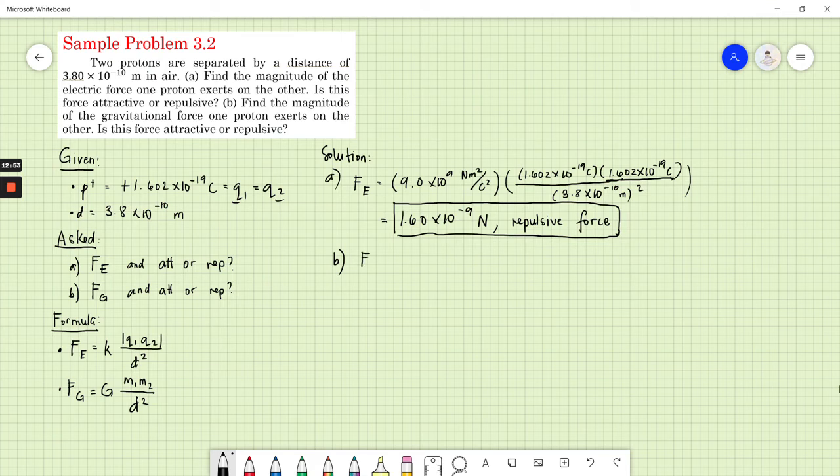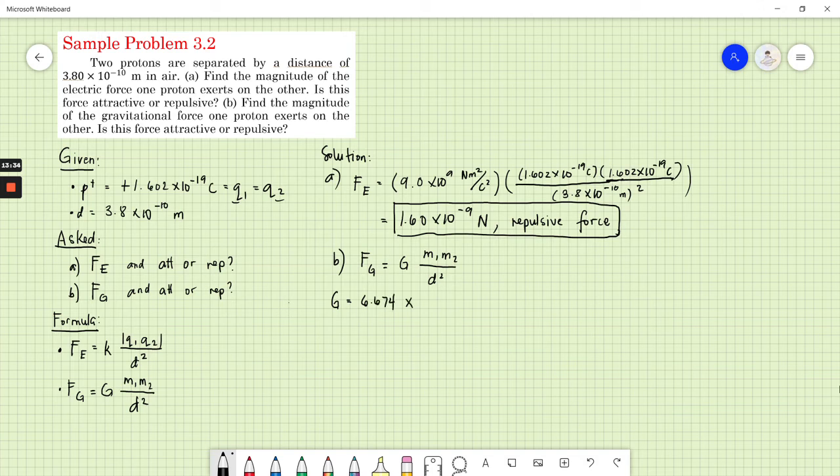For B, we know that Fg is equal to G, something that we have to identify first, multiplied by M1, M2 divided by d squared. Okay, so some things that I want you guys to remember here are the value of G. G is a constant. If K is a constant and has a value of 9.0 times 10 raised to 9 newton meters squared per coulomb squared, our G is actually 6.674. Just want you guys to remember this.